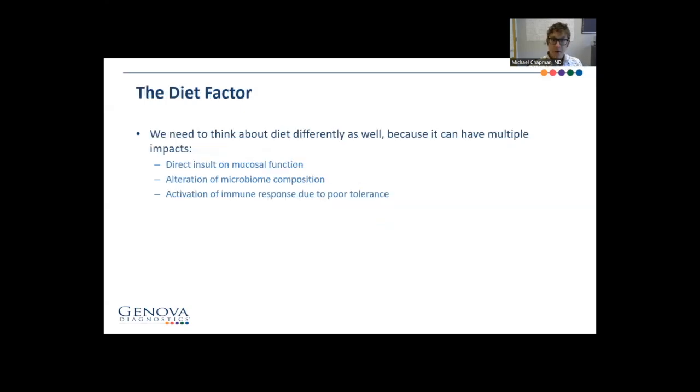And since I mentioned food, we need to think a little bit about diet and maybe reframe how we slot the importance of diet into this model. So I think diet basically has three main impacts to the GI tract. You can have a direct insult on mucosal function, kind of similar to how I mentioned alcohol before. You can have diet impacting the microbiome, and you can have diet leading to an immune response. Okay, so when we're thinking about how what a person's eating is changing something about their GI motility or their GI tract, these are the three main things that diet can do.